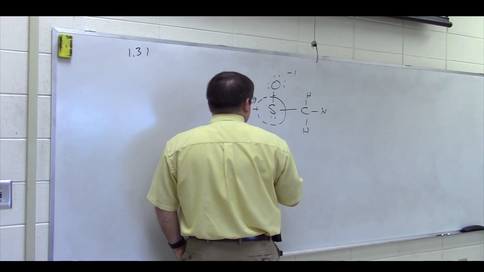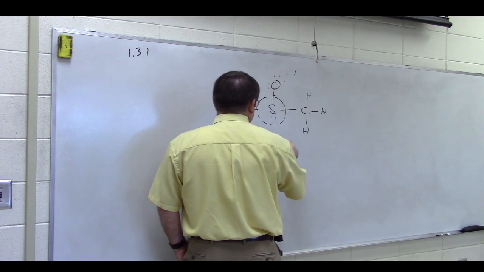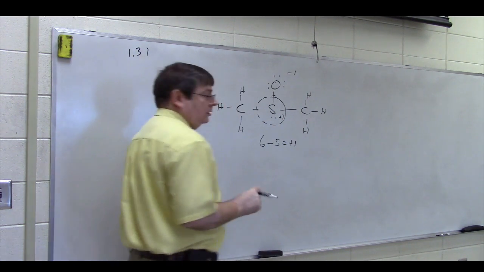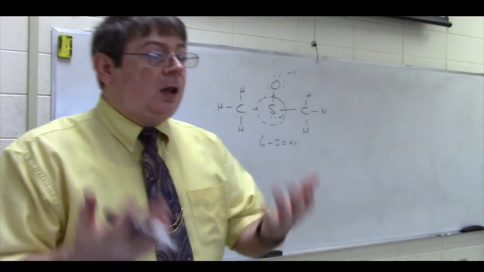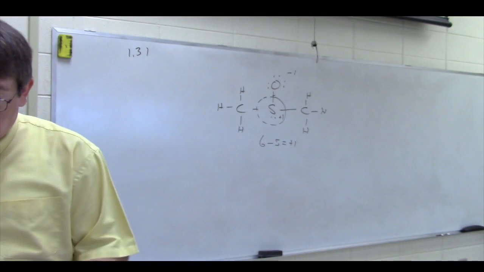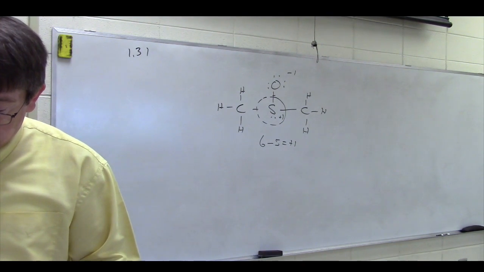How about the sulfur? We circle it, it comes in with 6, and it owns how many? That's right. And so overall the molecule is neutral, but oxygen bears a negative charge and sulfur bears a positive charge. Okay?